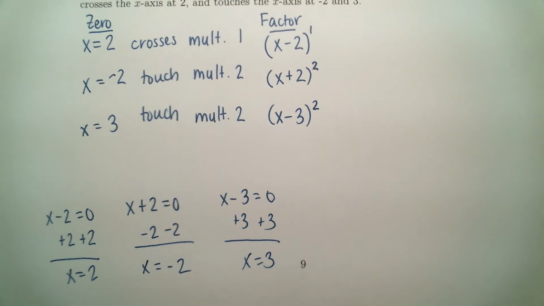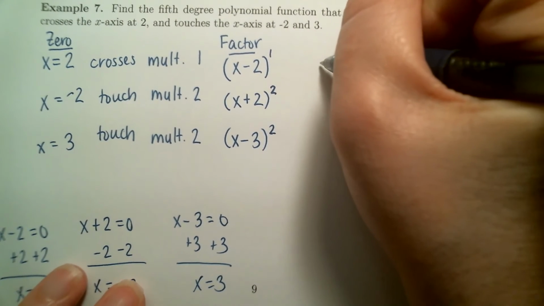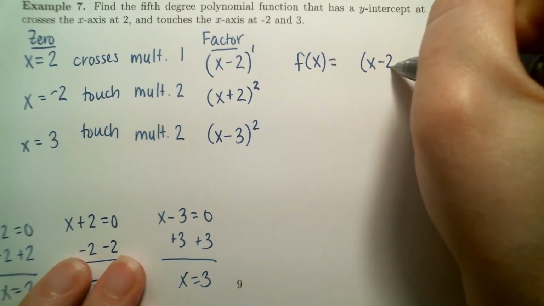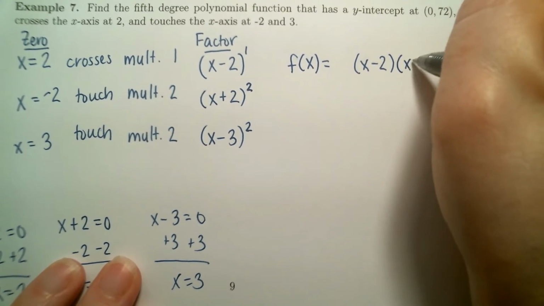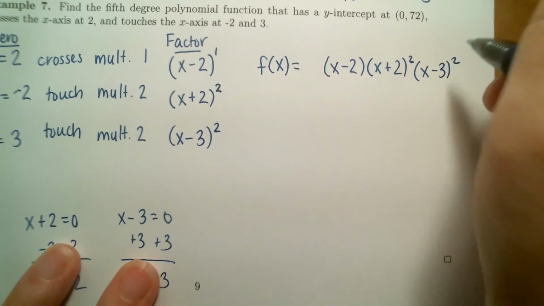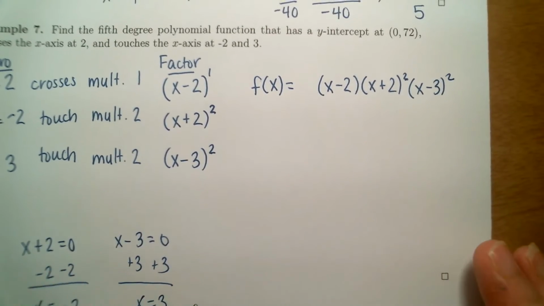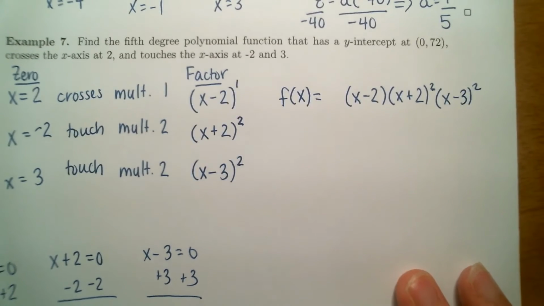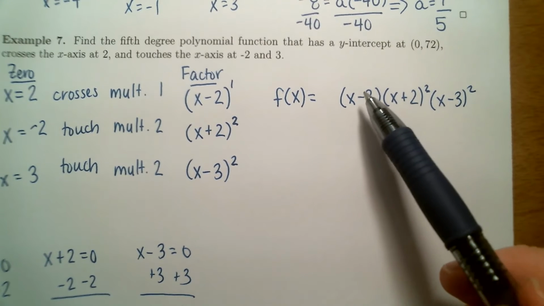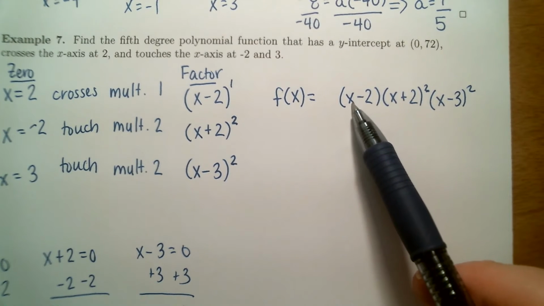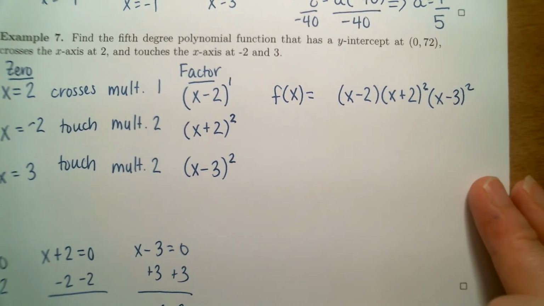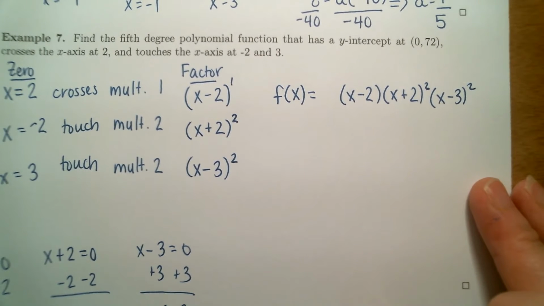Okay, all right, so now we can go ahead and multiply our factors together. So we're going to get f of x is equal to x minus 2 times x plus 2 squared times x minus 3 squared. Going back through the problem, we have covered pretty much everything. If you do the little shortcut, this is x times x squared, that's x cubed, times another x squared, that's going to be x to the fifth, so this is a fifth degree polynomial.